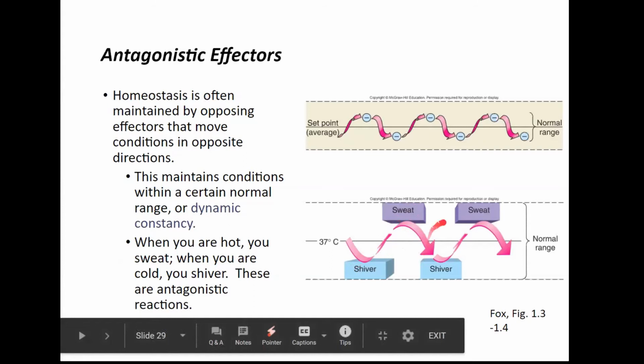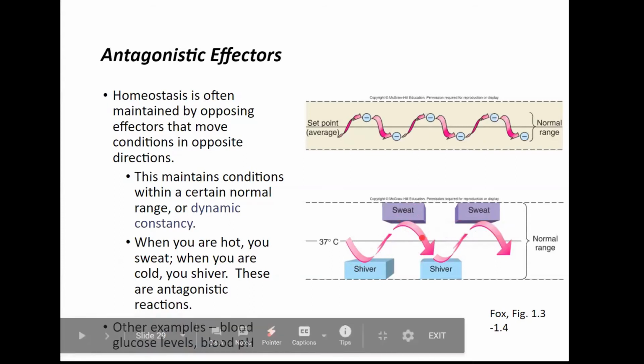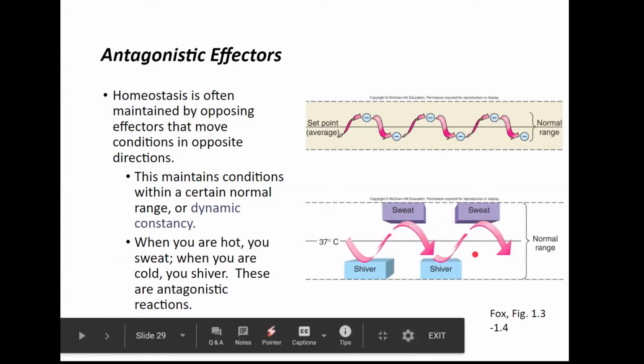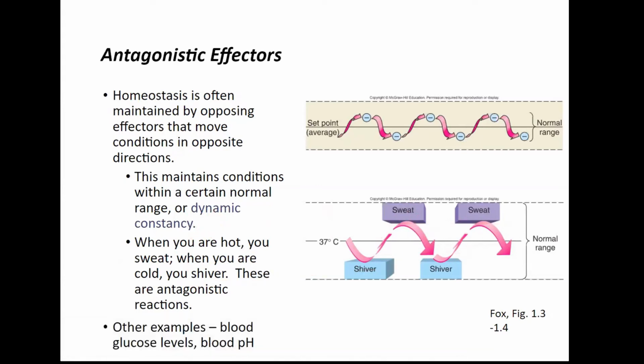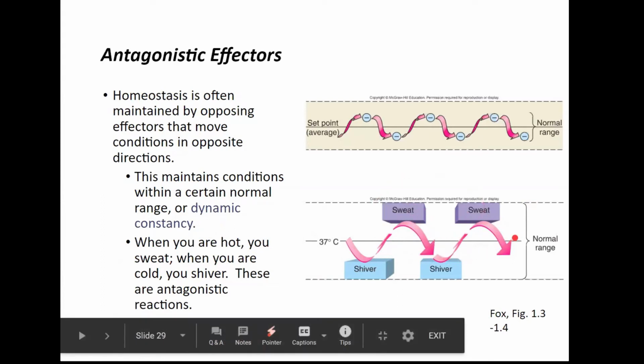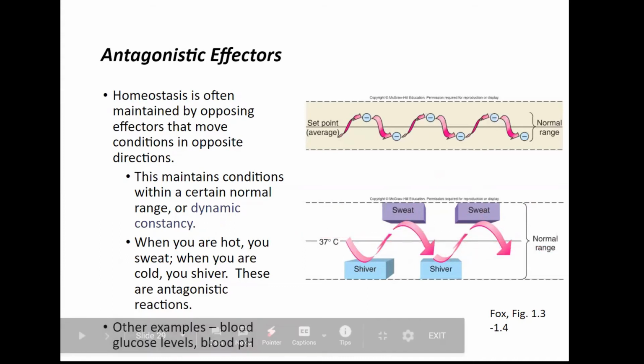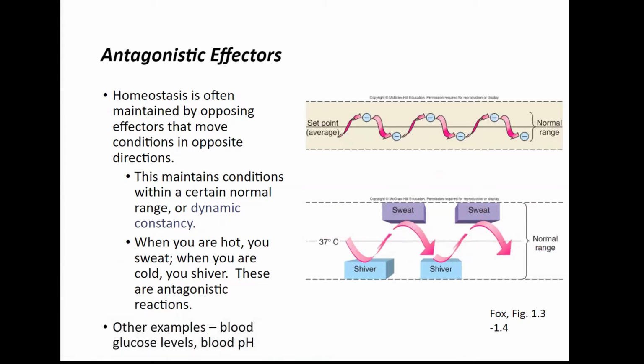And as you oscillate from one to the other, you can end up with this sort of sine curve, which we refer to as our dynamic constancy. So if you averaged this all out, even though we're going a little bit above 37, then a little below 37, you'd average out to the set point. We never deviate from it too far.